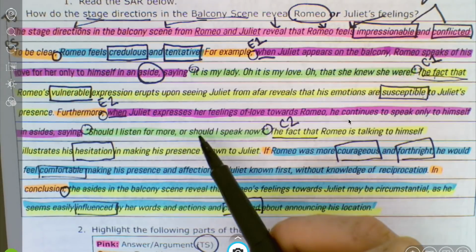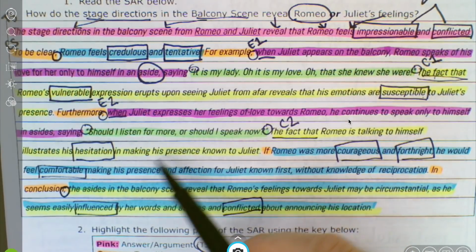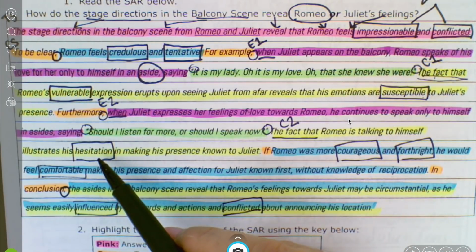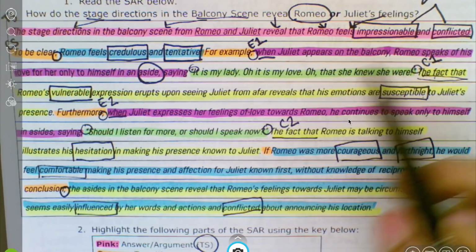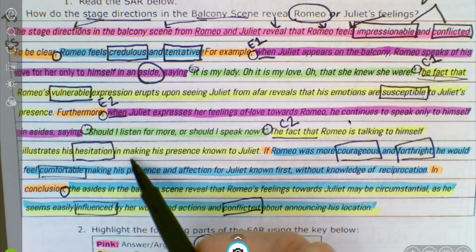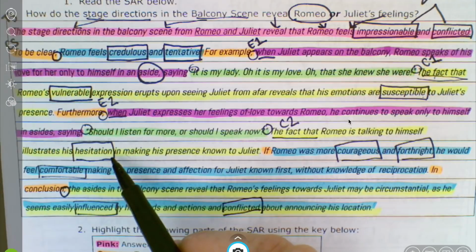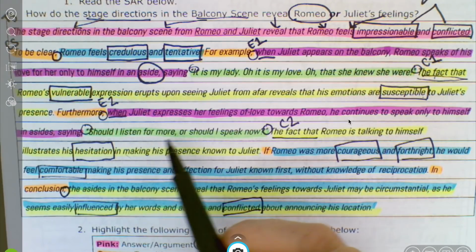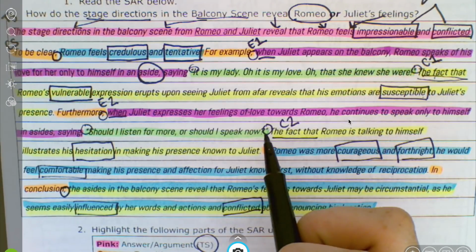Then, when I'm explaining my second quote, I see that he talks about his hesitation in making his presence known. He's conflicted and he's hesitant. He's slow to make this decision because he's not sure if he wants to listen for more or if he wants to speak up.